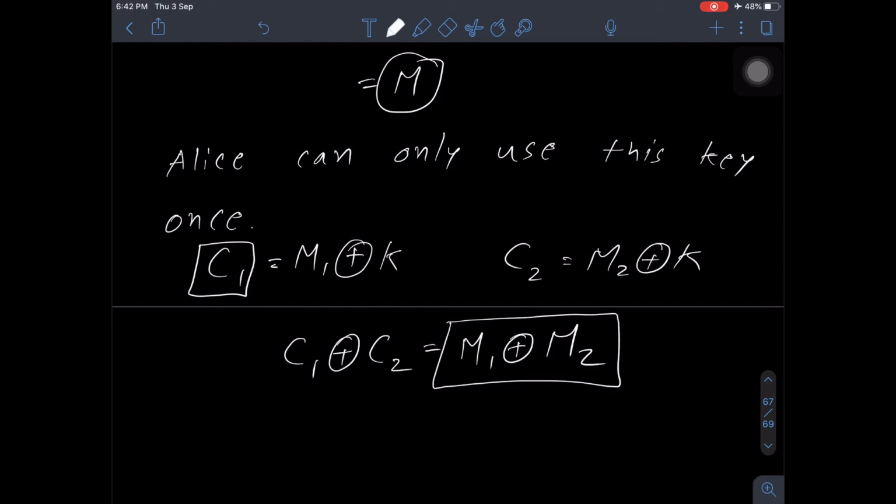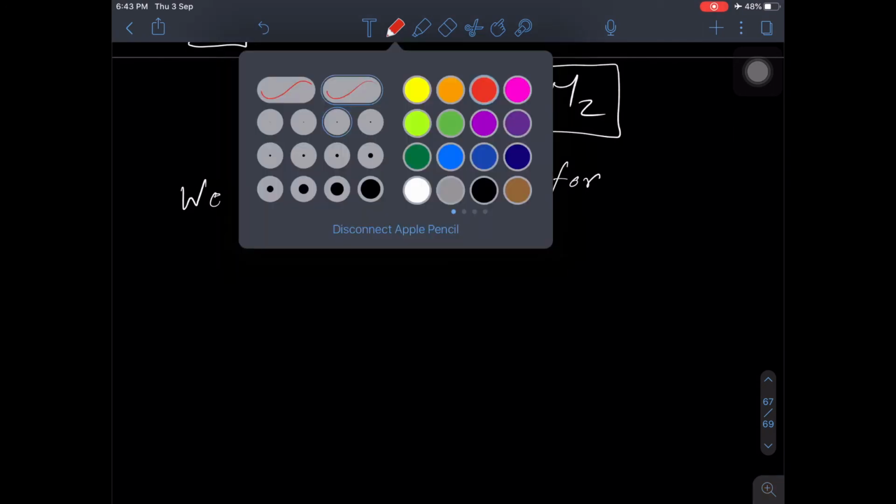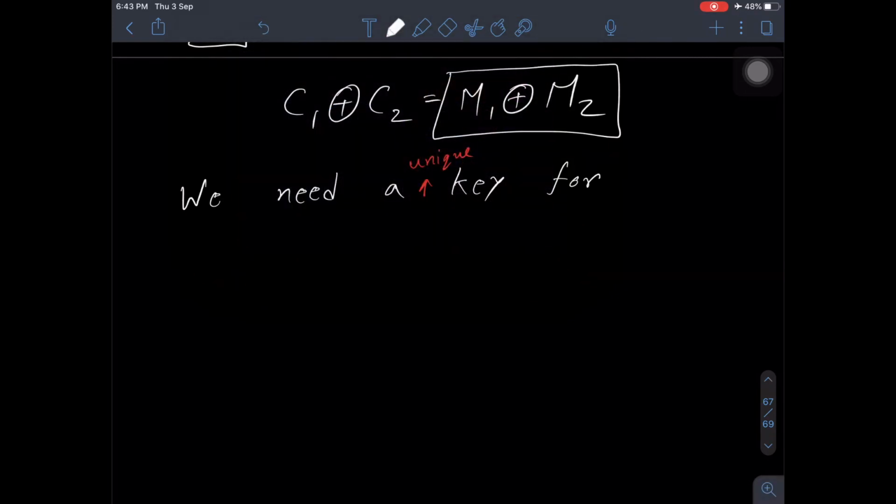So what is the solution? We need to generate a key. Okay, let me be more precise. We need a unique key for every message. All right, and how can we do that?